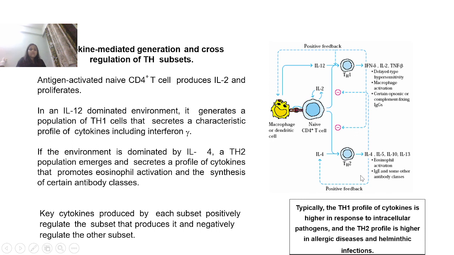And in case of Th2 cell production, this Th2 will also secrete other cytokines like IL-4, IL-5, IL-10, IL-13, which will lead to eosinophil activation and synthesis of IgE and some other antibody classes. So this IL-4 will give a positive feedback here, and this will activate more and more Th2 cells. Here also you can see this is giving a positive feedback.